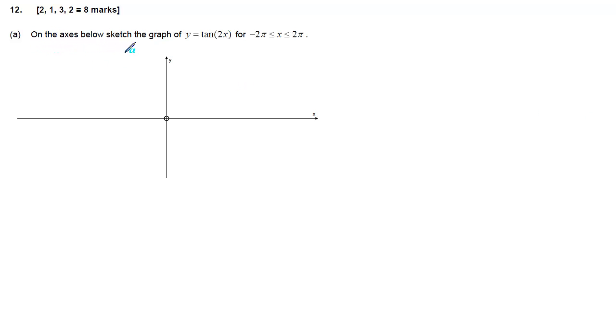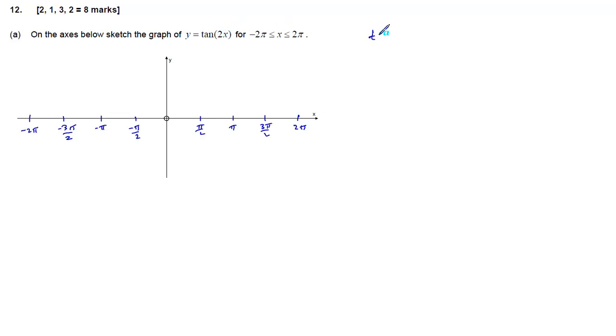On the axes below, sketch the graph of y equals tan 2x for negative 2 pi to 2 pi. So if I put 2 pi here and negative 2 pi over here, then pi is about there, negative pi is about here, and then pi by 2, 3 pi by 2, negative pi by 2, negative 3 pi by 2.